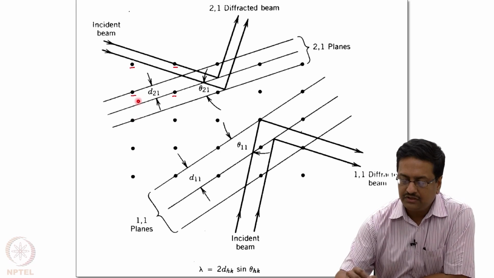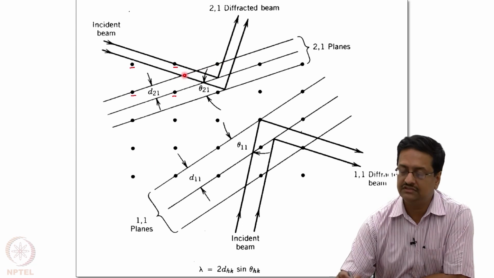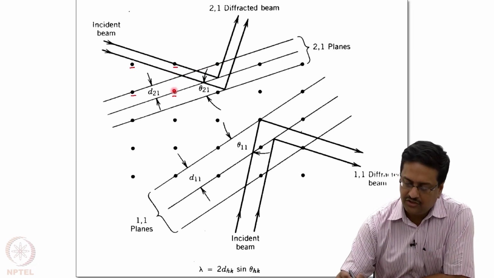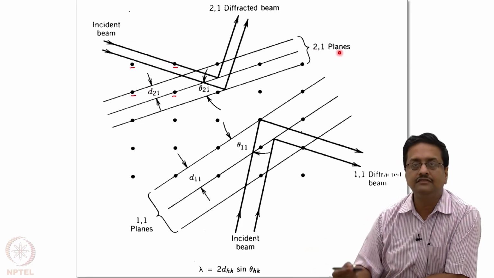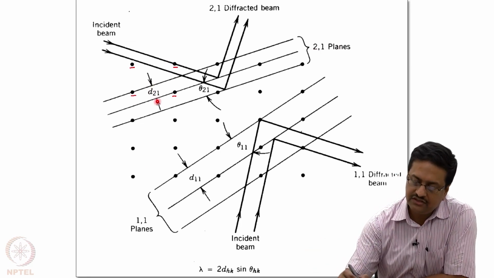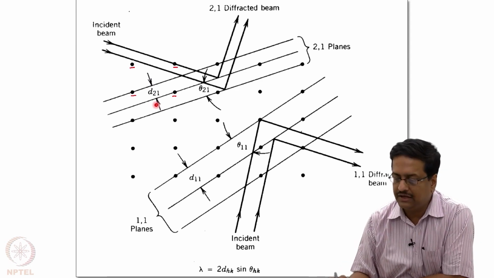Similarly, if we construct the set of 2, 1 planes, which means it connects from one unit cell, the corner of the other unit cell, passing through the midpoint of the other direction. So this 2, 1 set of planes having a distance d2,1 will also meet the condition for Bragg's reflection.